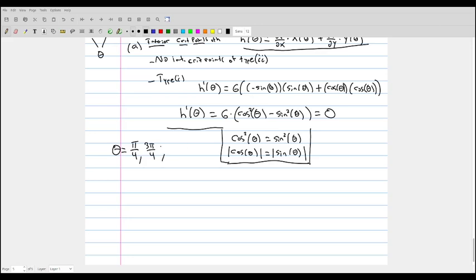All of these directly give us a value for either cosine or sine equal to plus or minus the square root of 1/2, or 1 over the square root of 2. So pi over 4 is one value, 3 pi over 4 is another value, 5 pi over 4 is another value, and 7 pi over 4 is the last possible value.